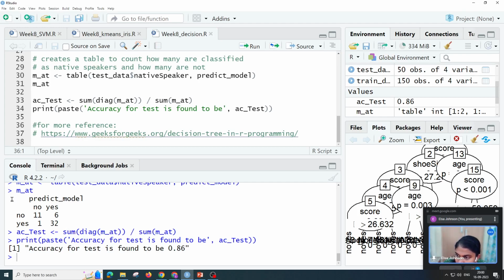Okay, so this is the decision tree, and if you have any other doubts you can ask, otherwise we'll stop with the session.